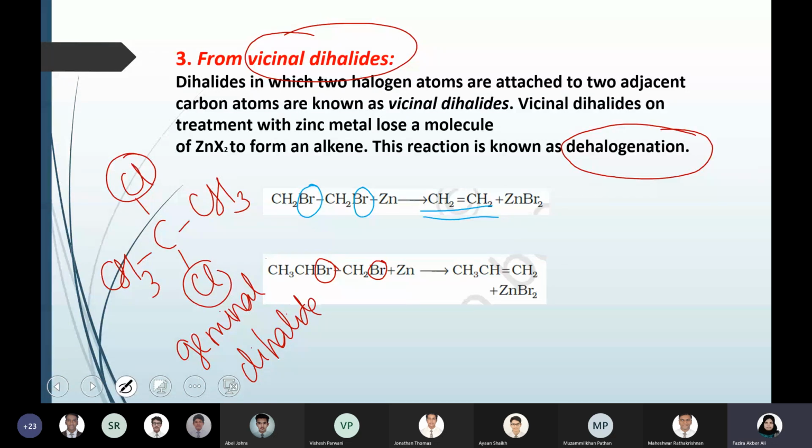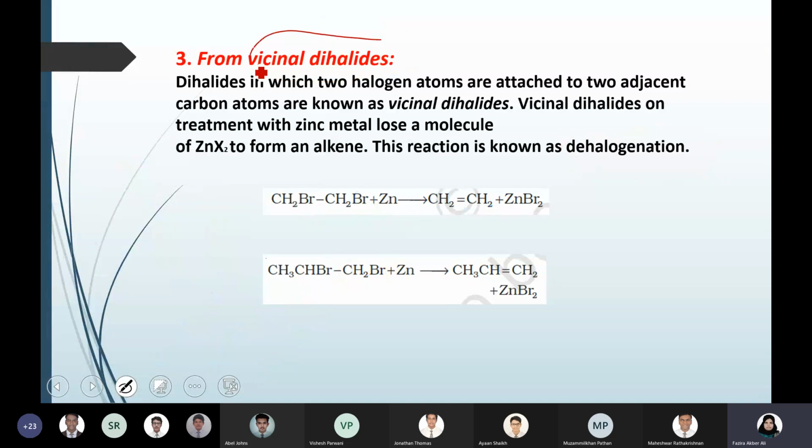So here we are talking about a dihalide, so we can say geminal dihalides or vicinal dihalides. But for this particular reaction, you need to use a vicinal dihalide. That means halogens on neighboring carbon atoms, attached to two adjacent carbon atoms, is known as vicinal. And you have to use zinc metal, that is the catalyst, and this is an example of dehalogenation, that is removal of halogen, so that it leads to the formation of a double bond.